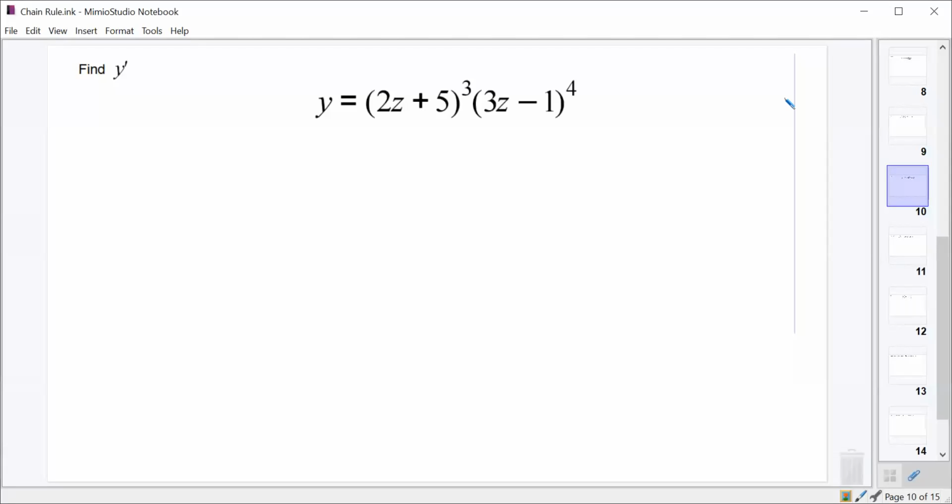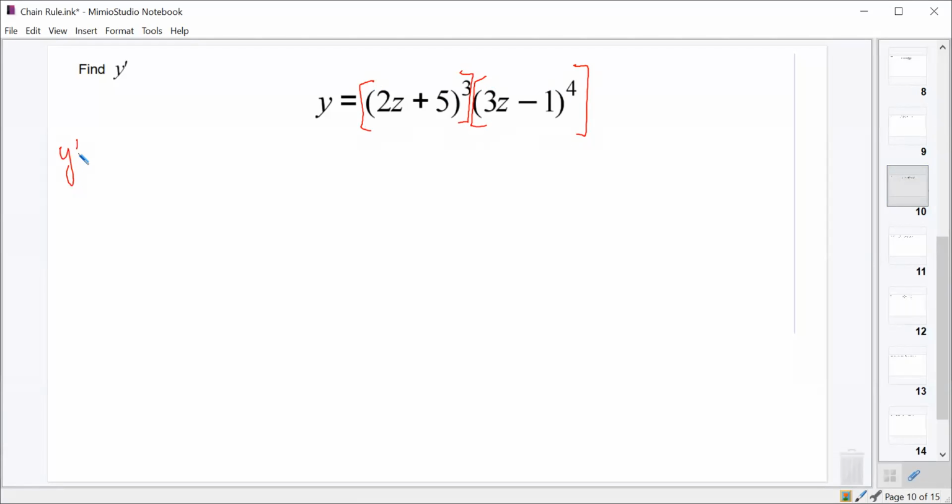So here we've got two different functions being multiplied together, right? Yeah, (2z + 5)^3 times (3z - 1)^4. So we've got a u and a v, which means we're going to have to use which rule? Chain. Well, we're going to have to use a chain rule, but before we need the chain rule, what rule are we going to use initially to even start to take this derivative? Yeah, product rule.